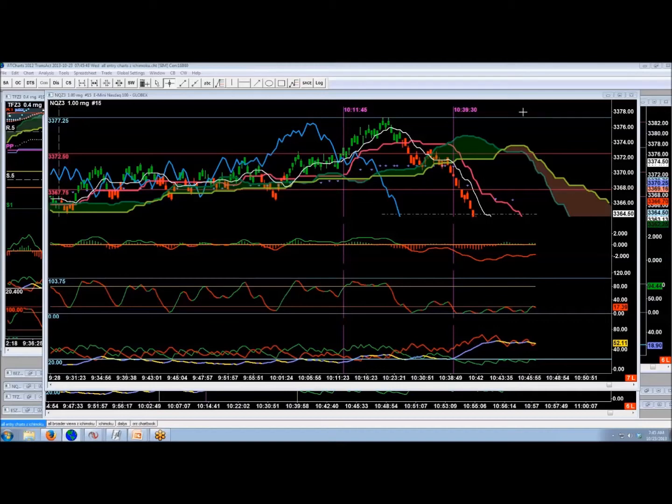So this is the NQ yesterday, and this is on a 1-point range chart. For you Ninja users, it's a 4-tick range chart, and everything that's out there, you can do a search for the Ichimoku and you'll get a ton of information.